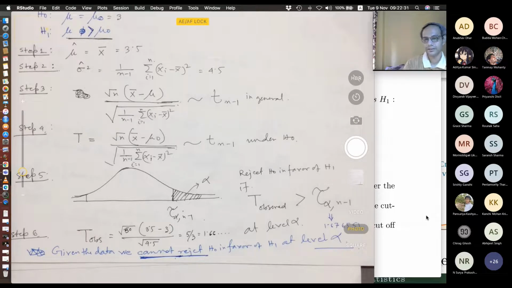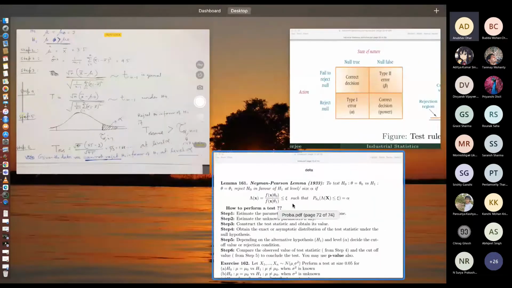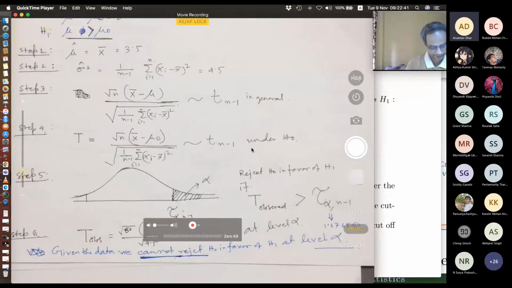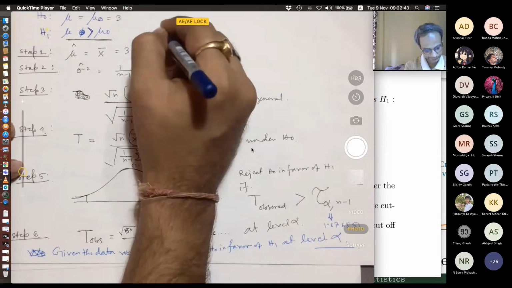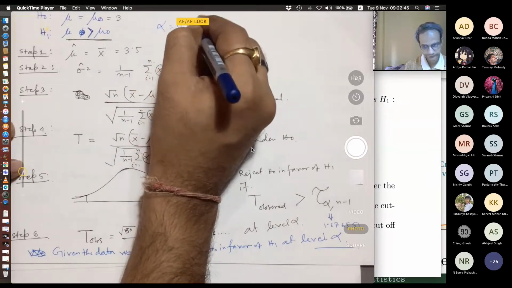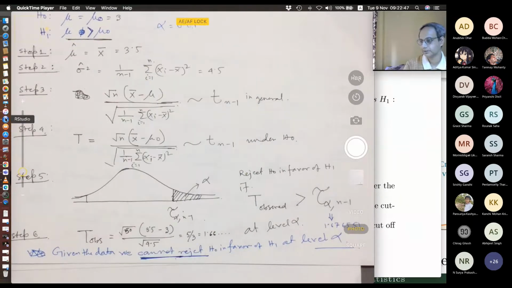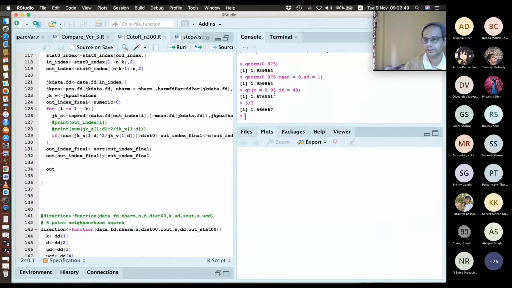Parameter known case, parameter unknown case. So now will you be able to do this? Sir, what value of alpha did you take for this? Alpha taken 0.05. Okay. Yeah, 0.95. So alpha is 0.05.